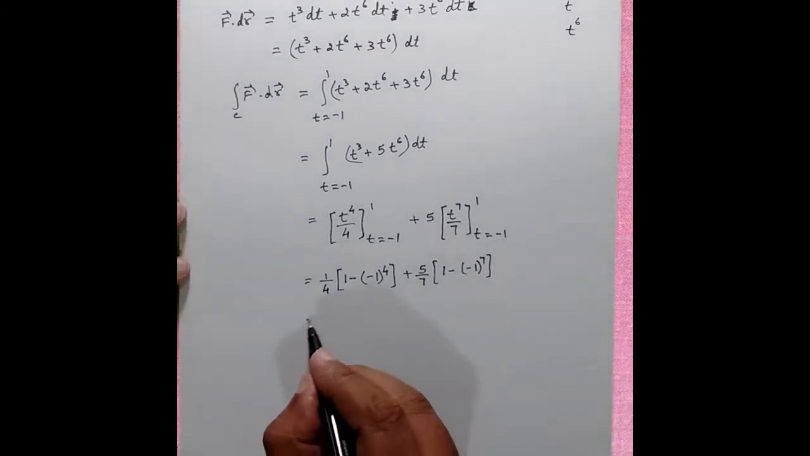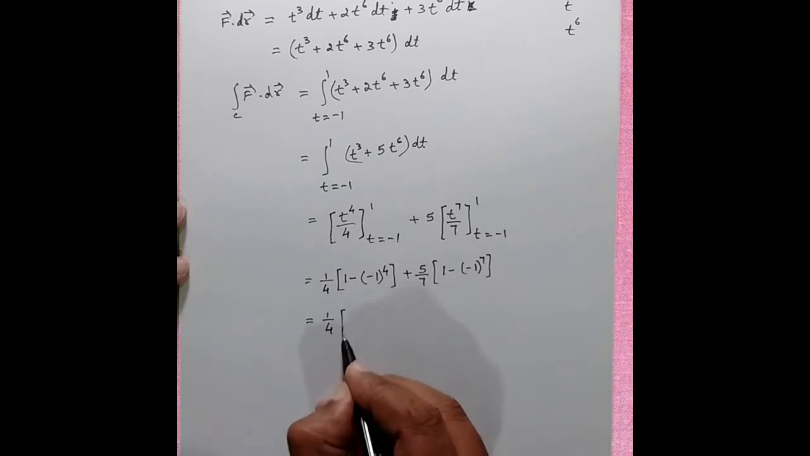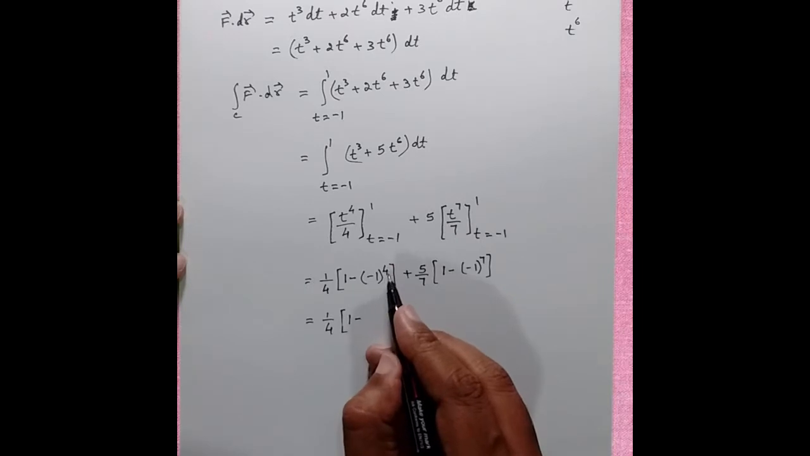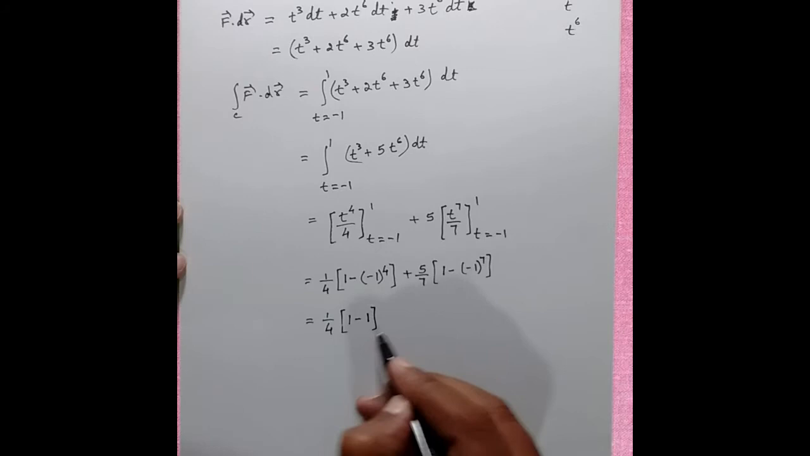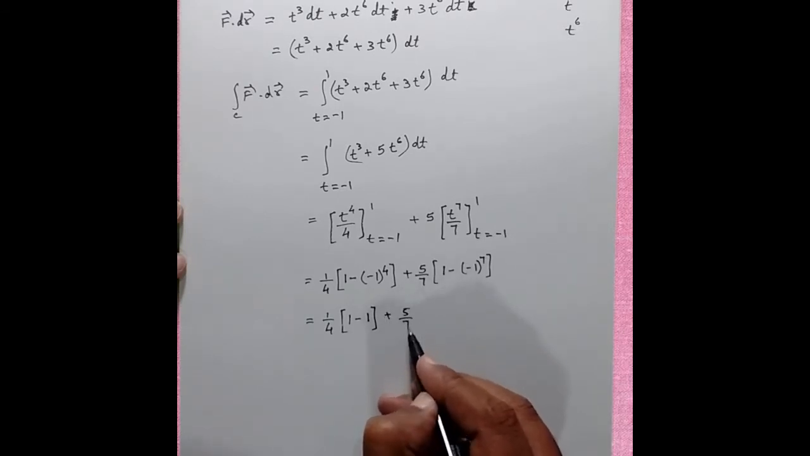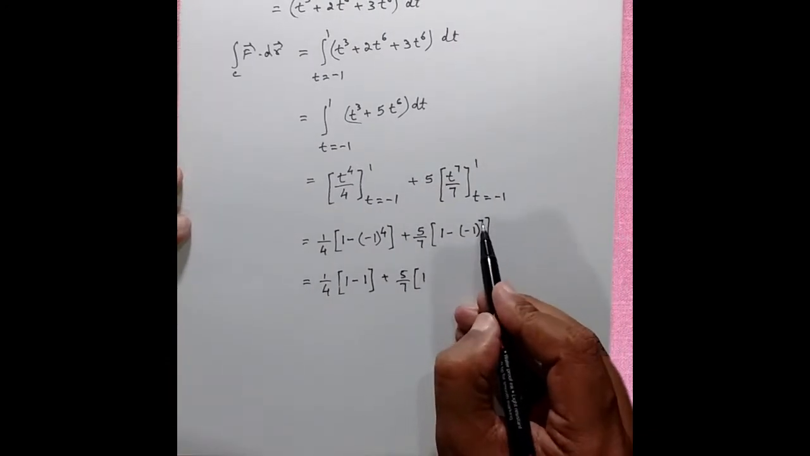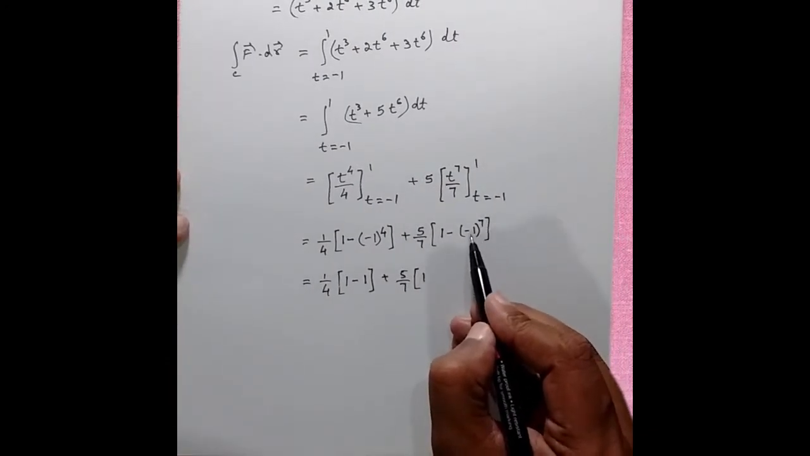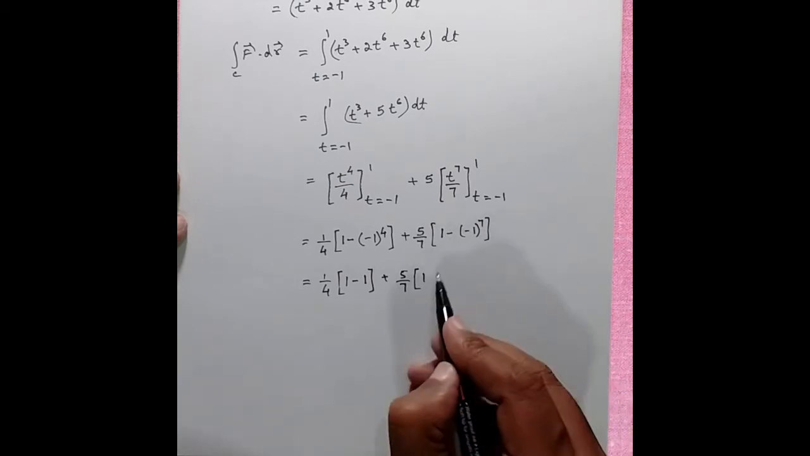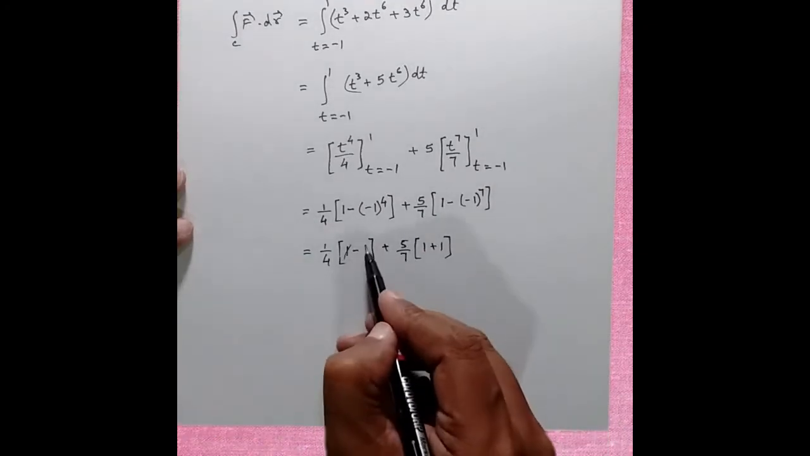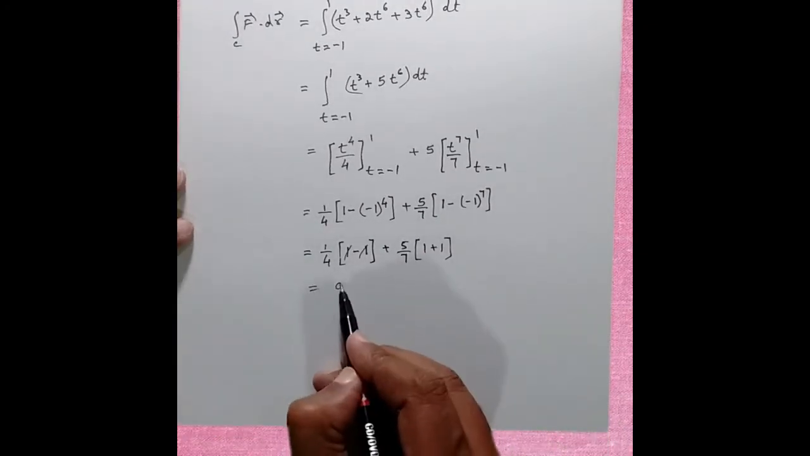Now let us further simplify this one. It is 1 by 4 times 1 minus. Here a negative number to an even power will be positive. So -1 power of 4 will be 1 itself. This is plus 5 by 7 times 1. And if you observe this, -1 to an odd power: whenever you have minus to an odd power, its value will be minus itself. So minus of minus will become plus 1. So this -1 plus 1 will cancel out, and we get 0. The first term will be 0.